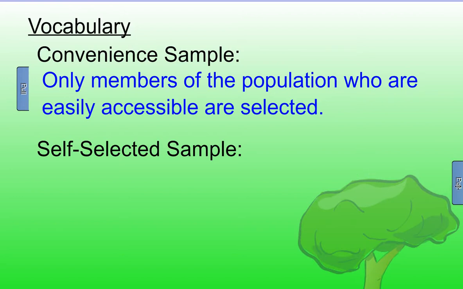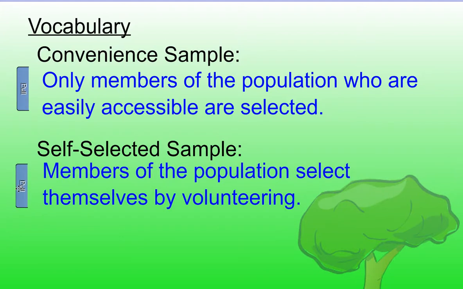And the last one is a self-selected sample, and that's where members of the population select themselves by volunteering. So this one is almost strictly a volunteer basis where the people don't have to do the survey, but maybe they want to.